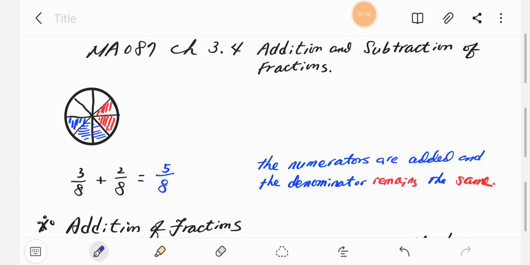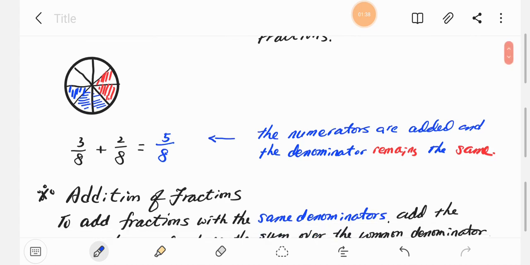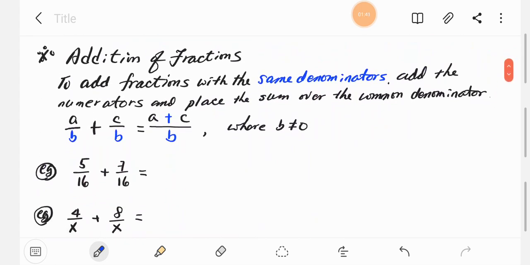So how did we come up with the result 5 over 8? What we did is we added the number of pieces all together. So here's the hint: when you add fractions with the same denominator, just add the numerators. The numerators are added and the denominator stays the same. To add fractions with the same denominators, add the numerators and place the sum over the common denominator.